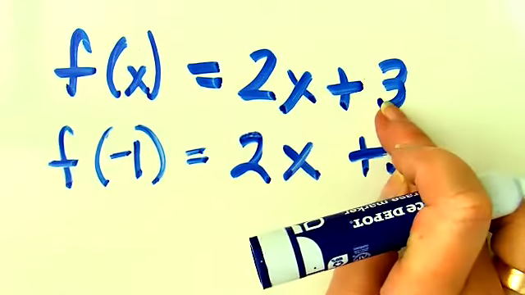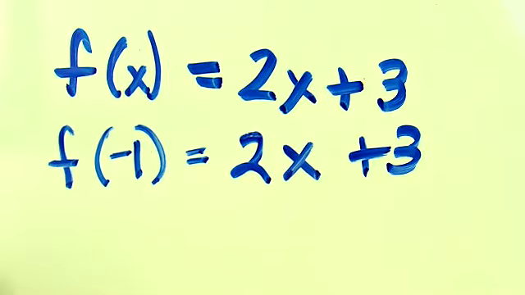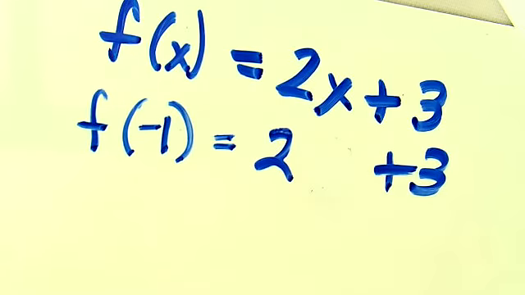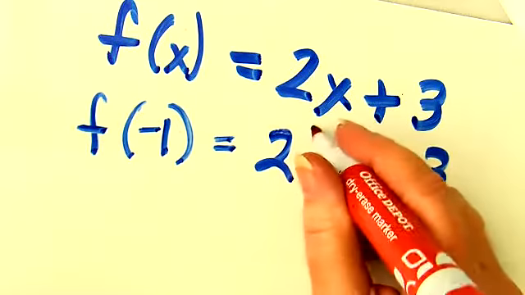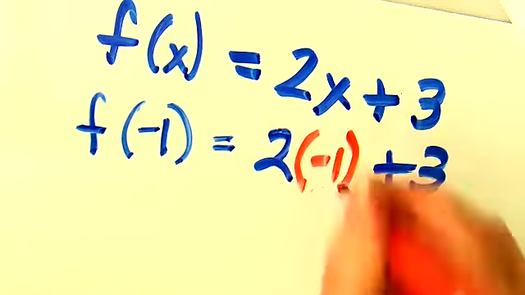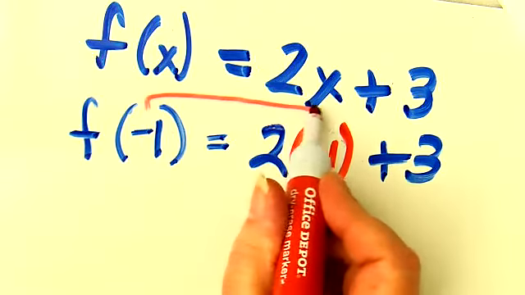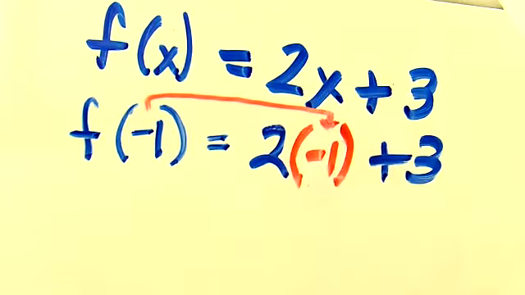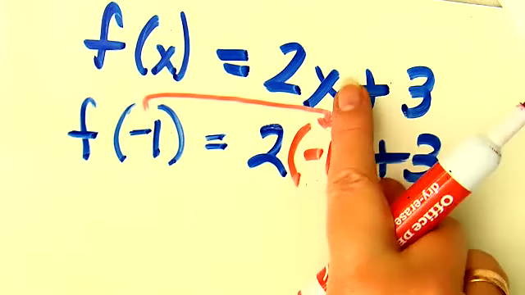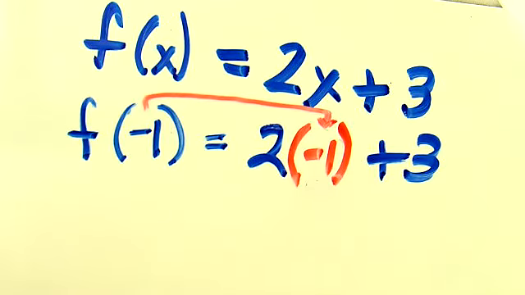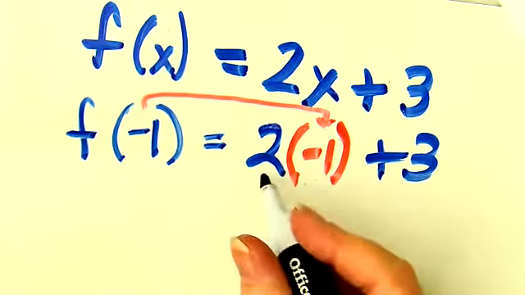Here's my function rule. This is called the function rule. I'm going to take x, the letter, out, and what goes in its place is the value. So this goes wherever you see the x marks the spot. The x came out and this number came in. Now it's just a matter of doing the calculation.